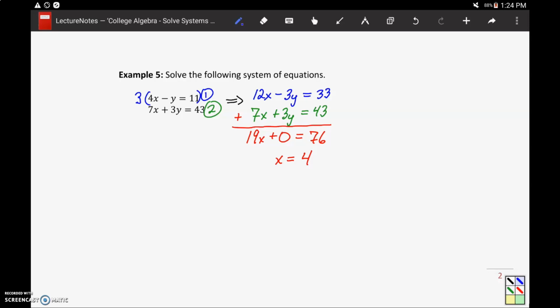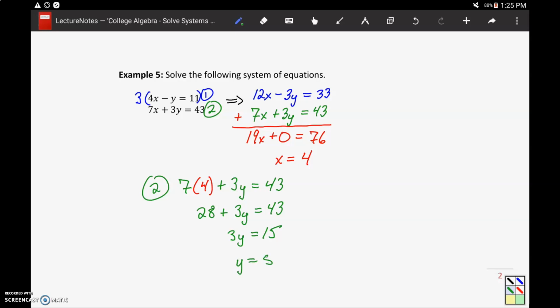Once we come up with that value of x equals 4, then we can substitute back into either of the original two equations. This time around I'm going to substitute into equation 2. So we'll have 7 times x, which we've already found to be 4, plus 3y is equal to 43, which will give us 28 plus 3y is equal to 43, or 3y is equal to 15, which means y would be equal to 5. So this gives us our point of intersection for these two lines occurring at the point x equals 4, y equals 5.